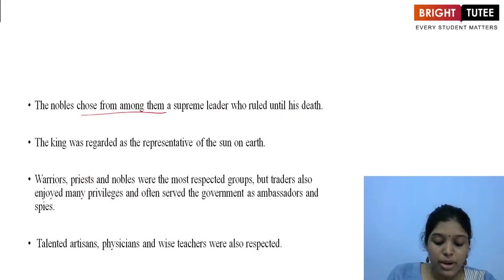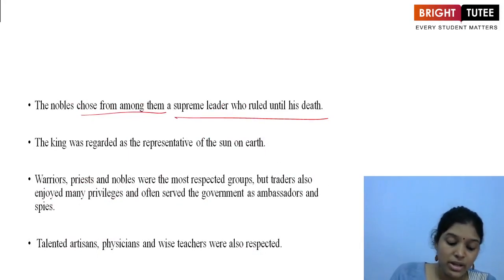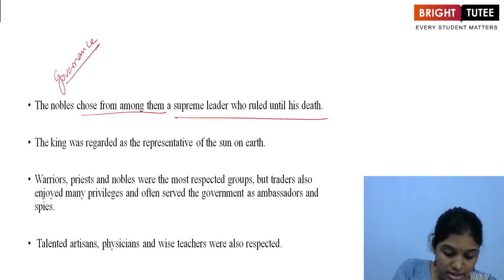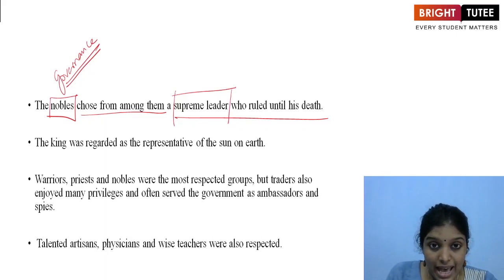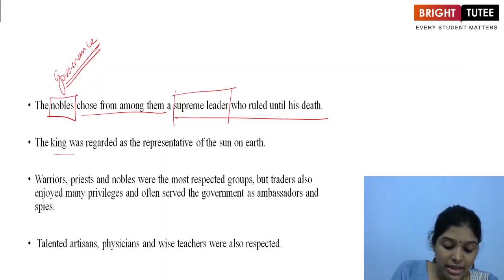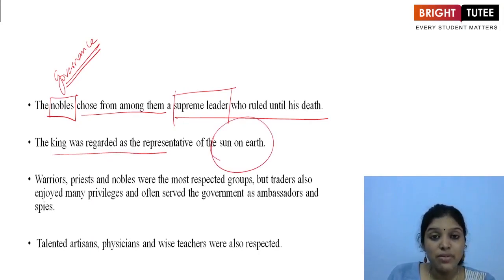The nobles chose from among them a supreme leader who ruled until his death. So here the system of governance is such that the nobles chose among them a supreme leader. One among them was chosen by the other nobles as a supreme leader, and he was then given the right to rule over its people until his death. And the king was regarded as the representative of sun on earth. So according to their belief, the Aztecs regarded the king as the representative of sun on earth.